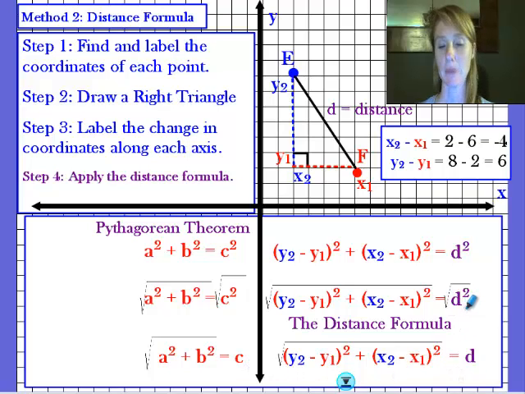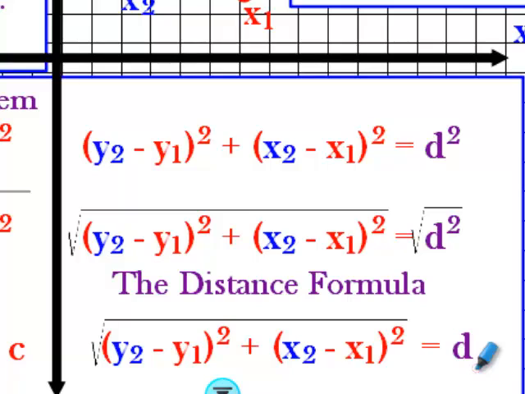So in this second step, I'm taking the square root of both sides so that I can reverse the operation of the square. And in the third step, once I've taken the square root of both sides, I just have C. And likewise, I have the distance formula after I've taken the square root. I just have D, which is the distance.